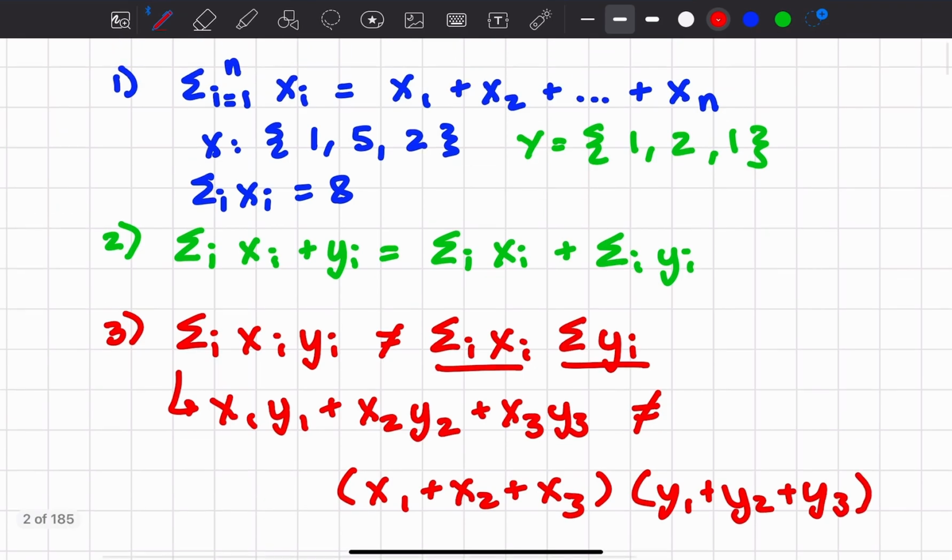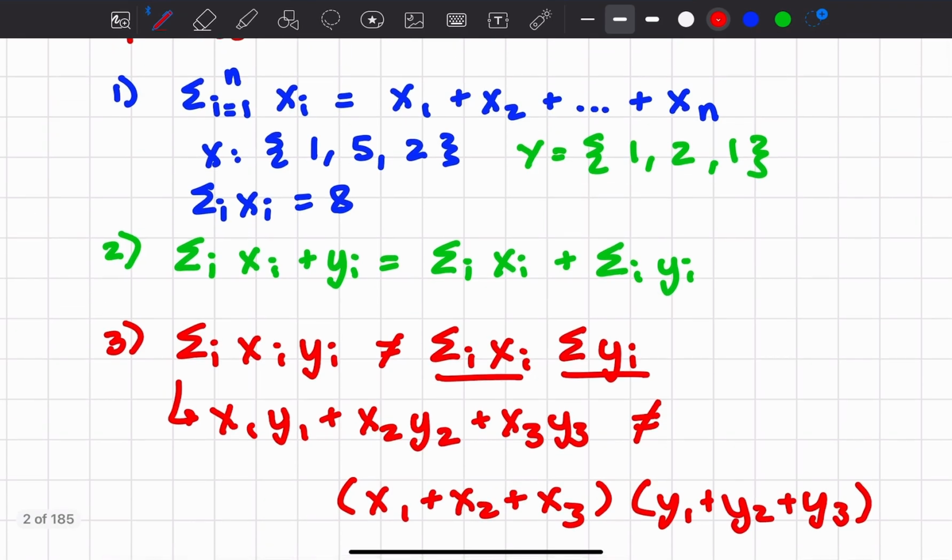Sometimes in the proofs that we'll do, it can be tempting to try and do something like this, but just remember you can distribute the sum across a sum or a difference. You cannot distribute a sum across the product.